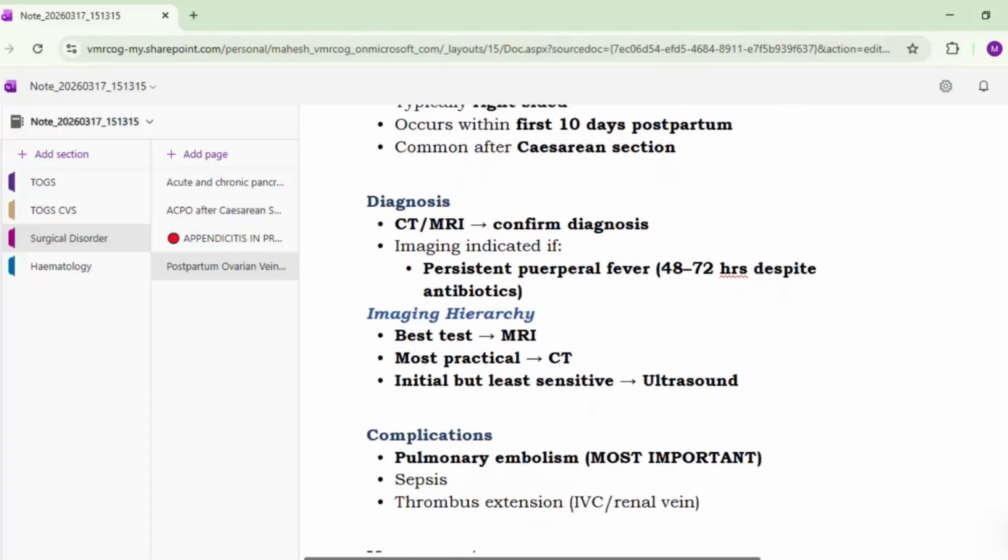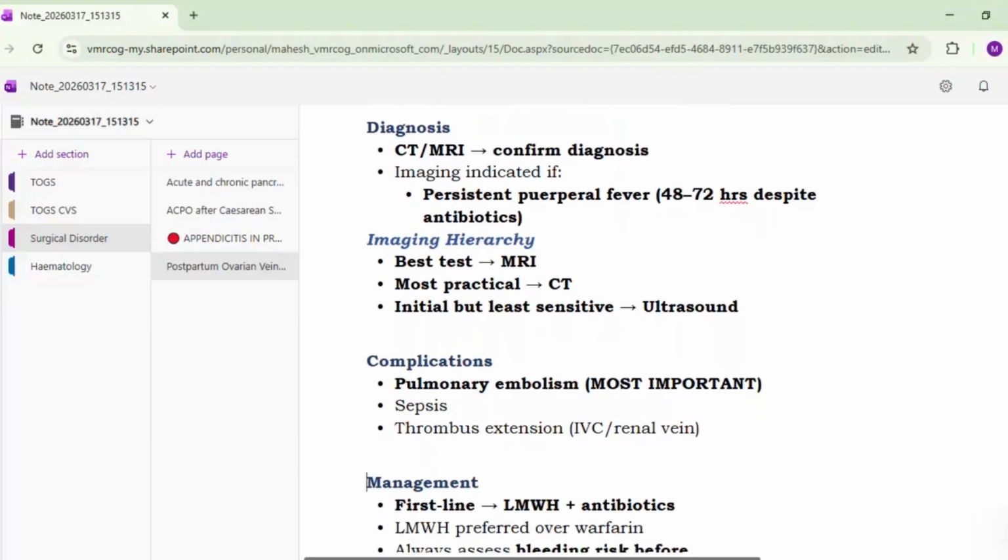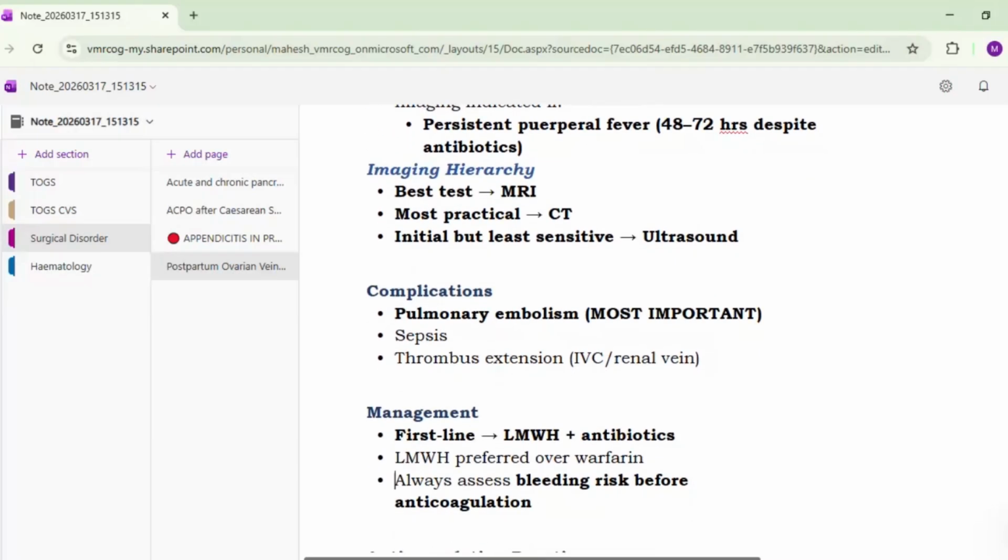Best test is MRI. Most practical is CT. Initial but least sensitive is ultrasound. Complications: pulmonary embolism, sepsis, thrombus extension.